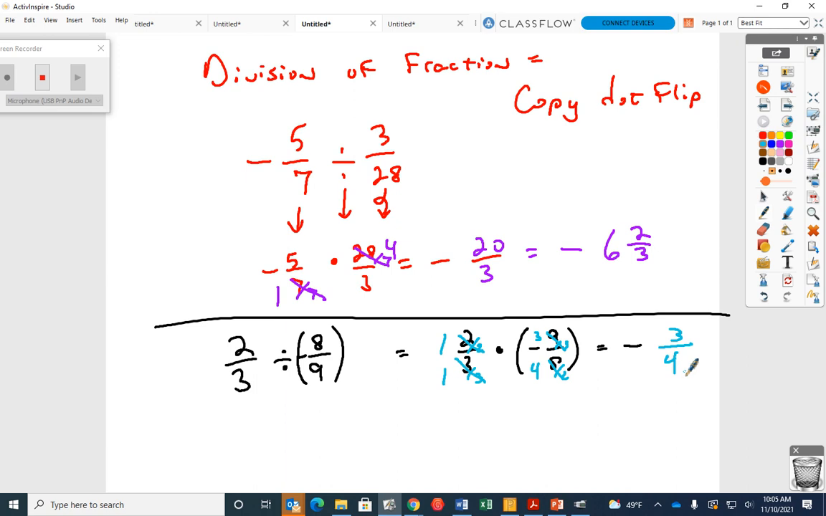Okay, are you with me so far? Yes. Let's try another one. Now, obviously there's some other things you're going to see that are different. Let's say I have something like this: 8 over 11 divided by negative 5. What is different about this one? It's a whole number? I have an integer there, right? What must I do to that integer?